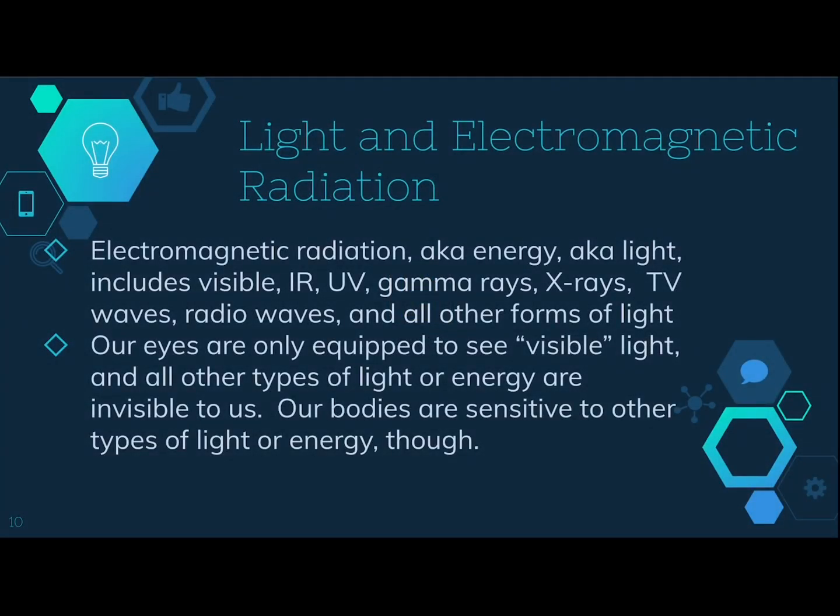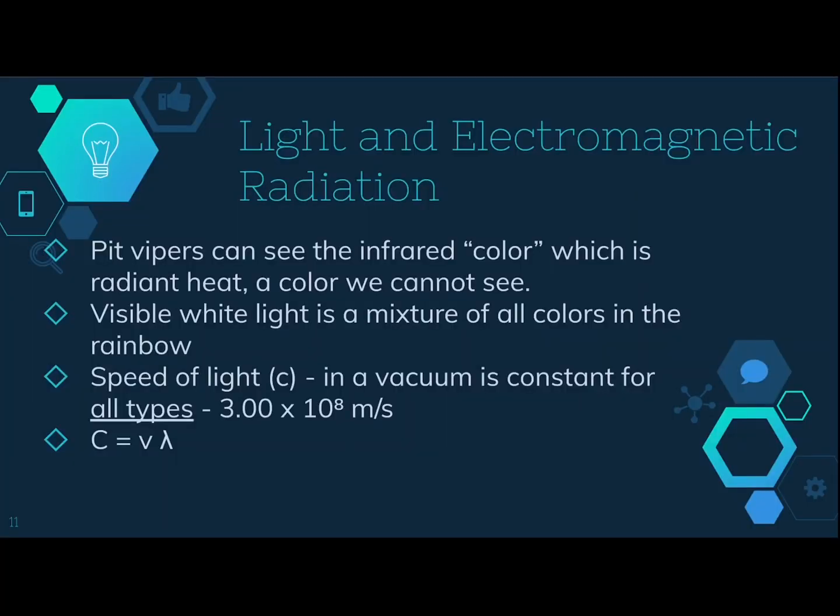Electromagnetic radiation, or energy, or light, or whatever you want to call it, includes visible light, infrared, UV, gamma rays, X-rays, TV waves, radio waves, and a lot of other forms of light. Our eyes are only equipped to see the visible light. All other types of light or energy are invisible to us. But our bodies are sensitive to other types of light or energy. For example, pit vipers can see infrared color, which is basically just heat, something that we cannot see.